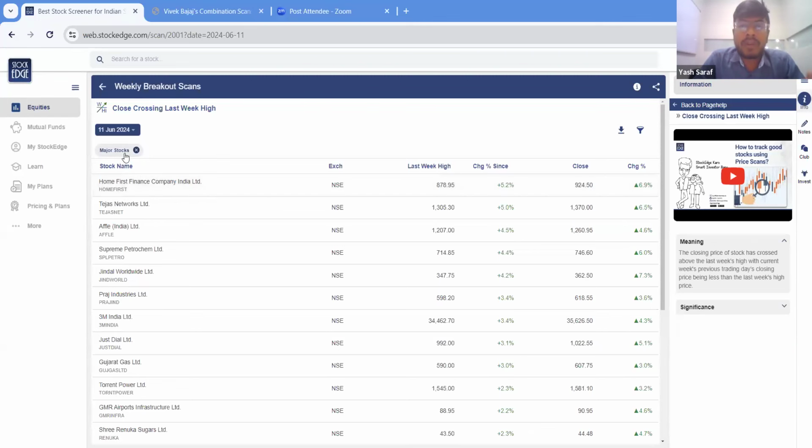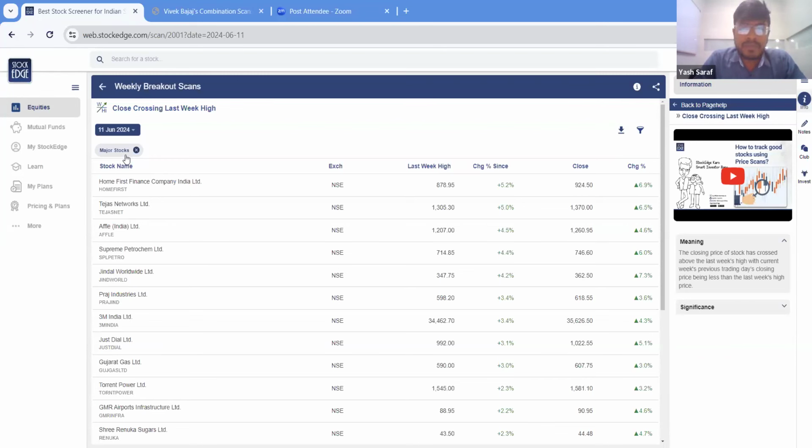First of all, you will all be able to see this respective filter, which is the major stocks filter, right? So what is this major stocks? Let me tell you all, this major stocks filter is an in-house StockEdge filter, which means the combined list of NSE and BSE 500 stocks. Let me repeat, major stocks is a combined list of top NSE and BSE 500 stocks.